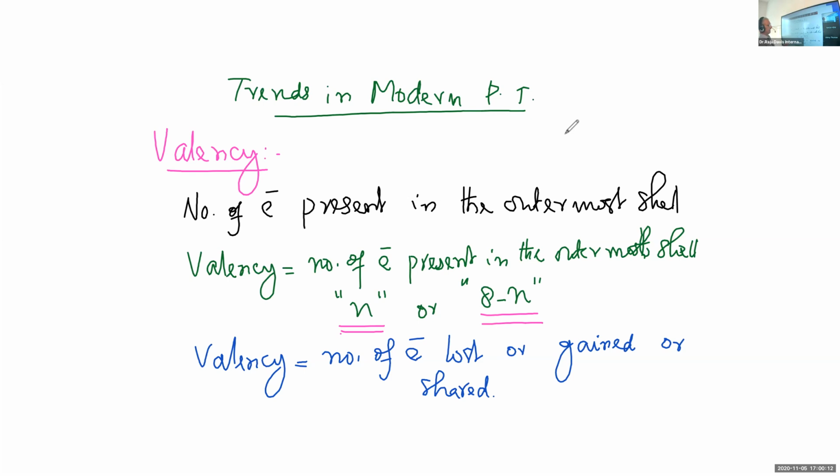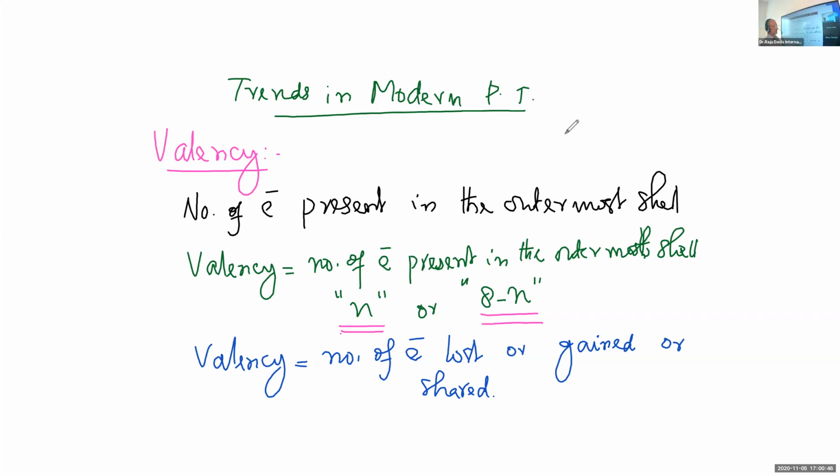We can define valency in another way also. It is the number of electrons lost, or the number of electrons gained, or the number of electrons shared during chemical changes. As we know, in the case of metals, during chemical changes, metals lose electrons. The number of electrons lost from a metal atom, that is the valency number.